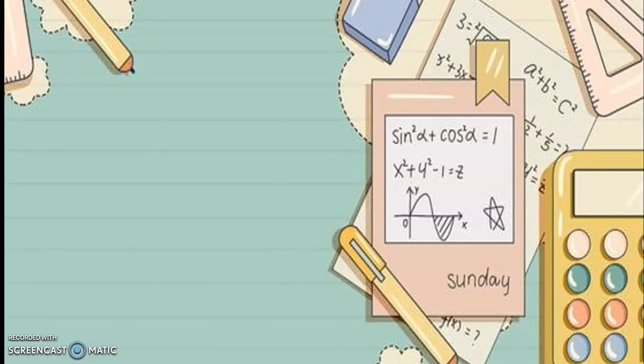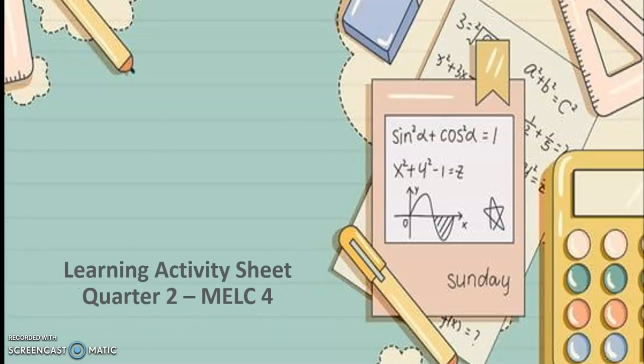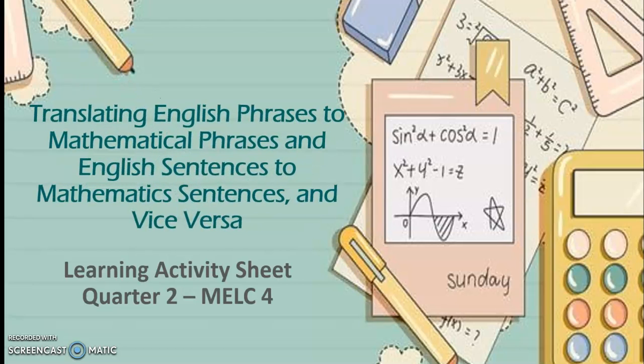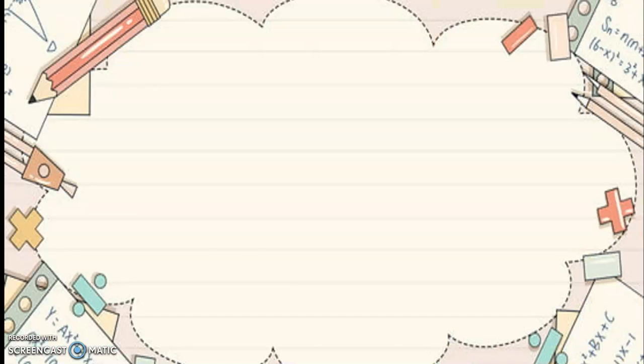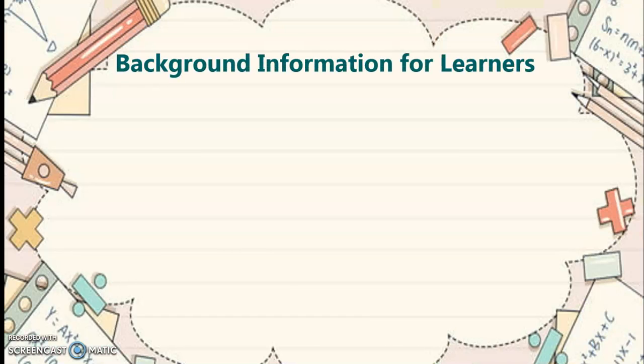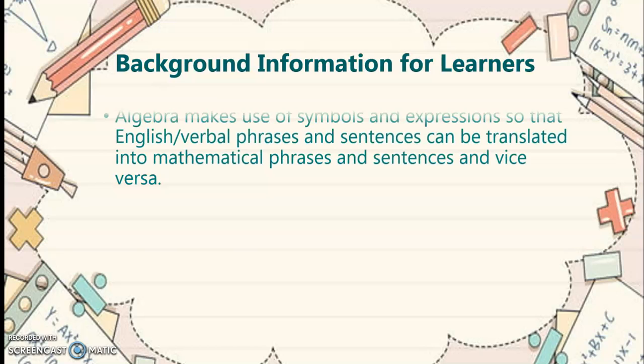Hi everyone, today we are going to discuss MELC 4 or Learning Activity Sheet MELC 4 of Quarter 2, and this is all about translating English phrases to mathematical phrases and English sentences to mathematical sentences and vice versa. Okay, so let's have first the background information for learners. So let me just read it to you.